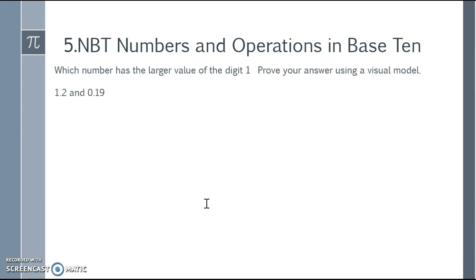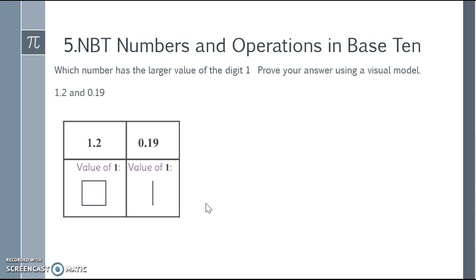Which number has the larger value of the digit 1? Prove your answer using a visual model. 1 and 2 tenths or 19 hundredths. I have the value of 1 in 1 and 2 tenths as a whole, which is just a box for short instead of putting all the little tiny squares. And 1 in the tenths spot would represent a single long or 10 little ones put together. I can see that a whole is much larger than a long. So the digit 1 in 1 and 2 tenths has the larger value.